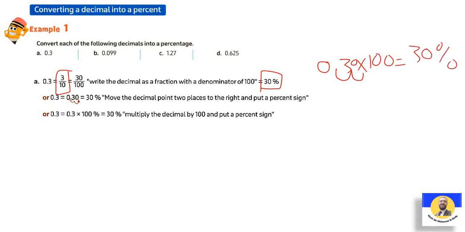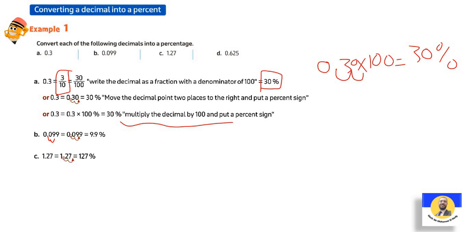So Mister, what do we do? For any decimal number or a fraction, we can multiply by 100 and put a percent sign. So if you have 0.099, you can write it as 99 over 1000 or 0.099. Then we can move the decimal point 2 places. 0.099, move 1, 2, so it will be 9.9%.